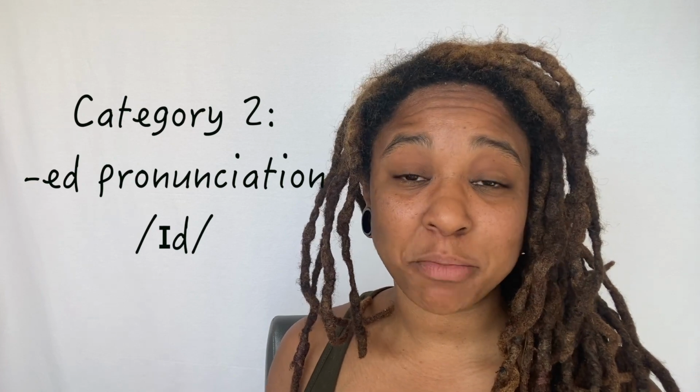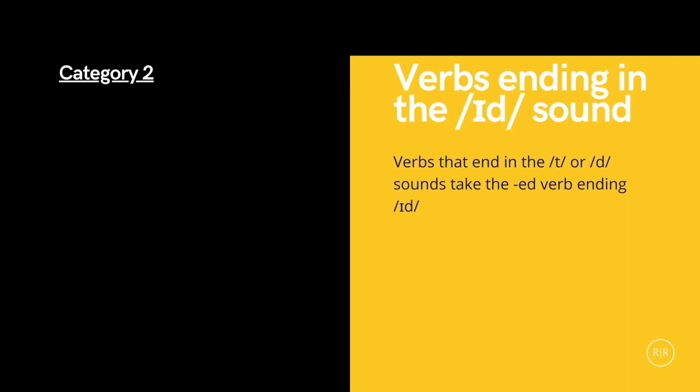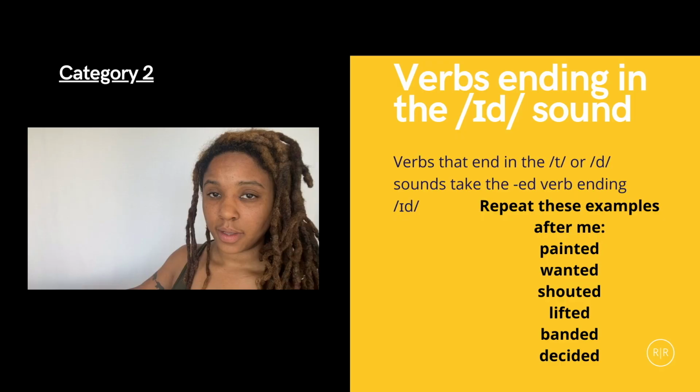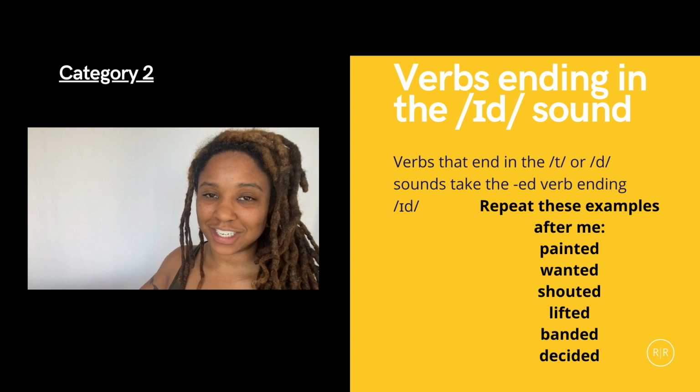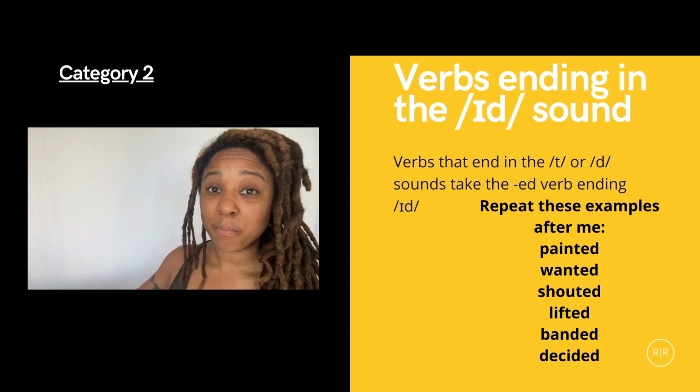So now we're going to move on to category 2, which is those verbs that take the ed pronunciation id. And this one is even simpler. Verbs that end in either a t or a d sound take the ed verb ending id. Here are some examples. Painted, wanted, shouted, lifted, banded, decided.